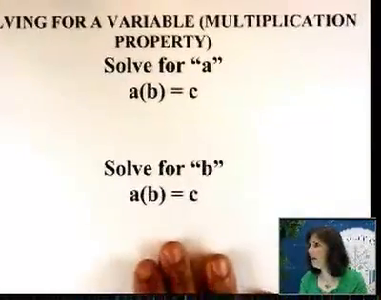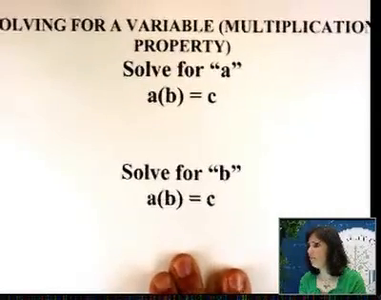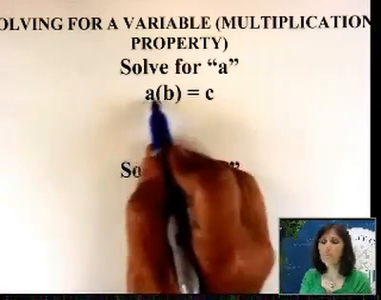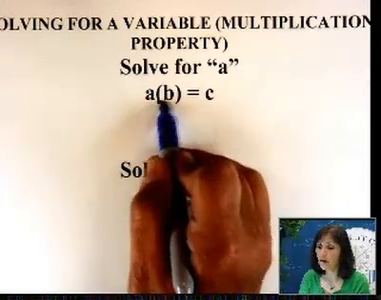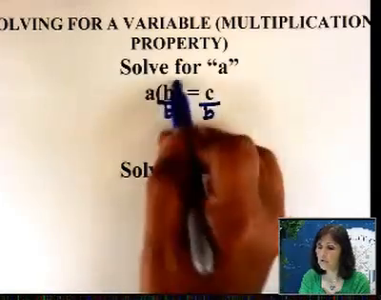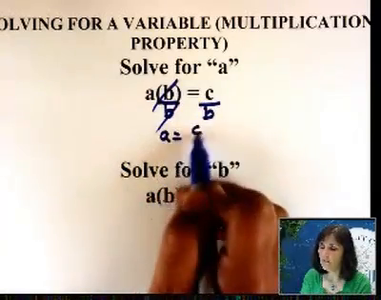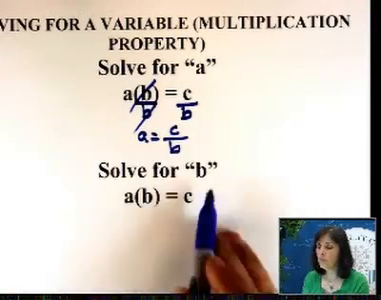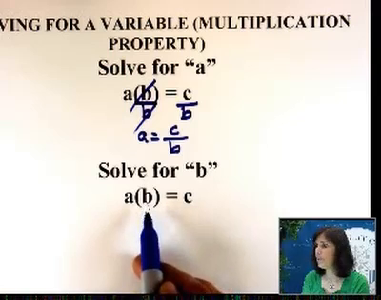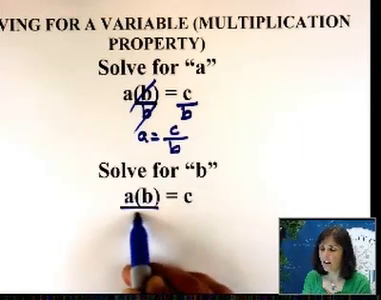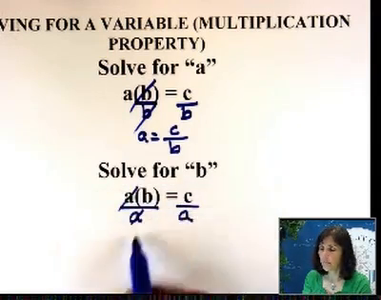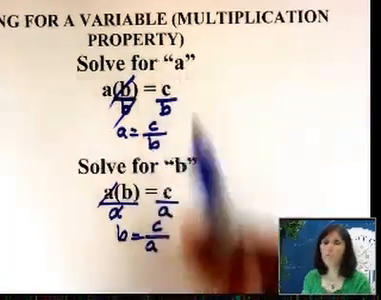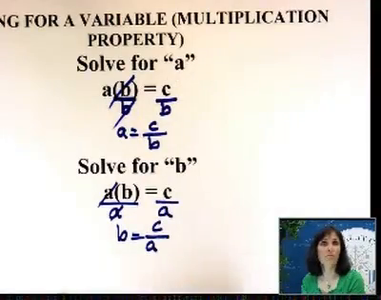Okay, what happens when I have solving for a variable with the multiplication property? Okay, solve for A. Okay, well, B is multiplying A. So what I need to do is divide. So these two go. A equals C over B. All right. Same formula. Let's say solve for B. I want to isolate B. Then I need to get rid of A. B equals C over A. Do you see it? So it depends on what you want to solve for, but you can just pretty much do the same thing.